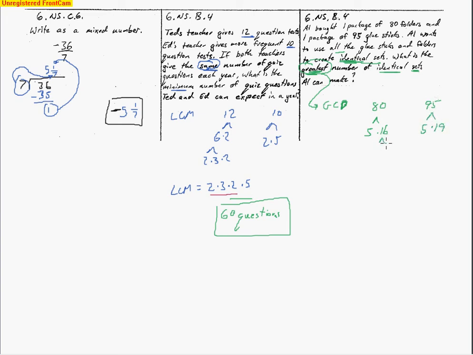Well, I could break the 16 down even further, but it doesn't do us much good, because when we broke down that 95 to 5 and 19, those are both prime numbers. So we look to see what is in common. What is the biggest common divisor? Well, we look at those numbers, and the only number we see is 5. That's what's in common. So that means we have 5 identical sets.